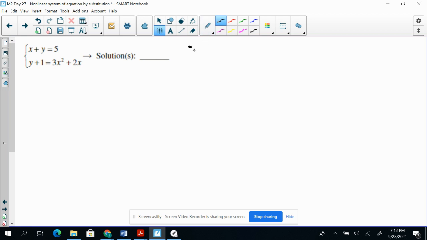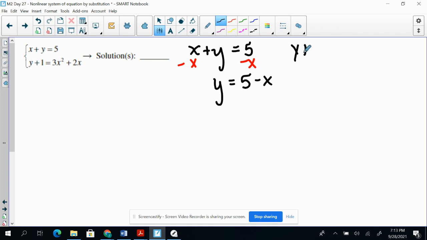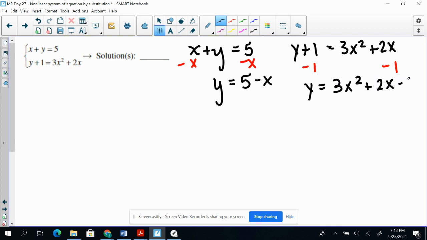So x plus y equals 5. I'm going to subtract x from both sides, and then I got y equals 5 minus x. And then for my y plus 1 equals 3x squared plus 2x, I am going to subtract 1 from both sides. There's not a constant here, so he's just going to hang out on the end like a good quadratic trinomial: 3x squared plus 2x minus 1.